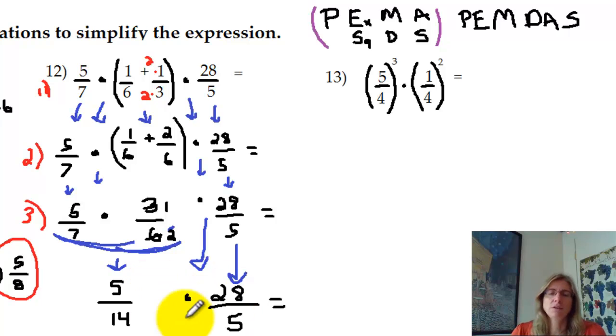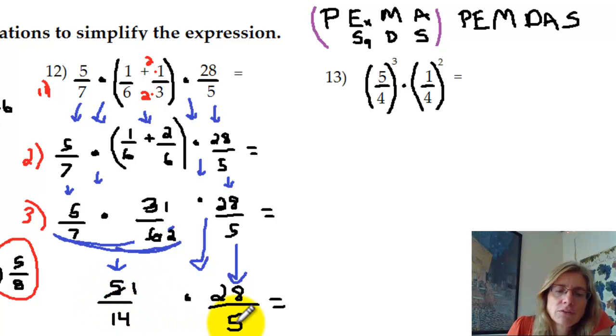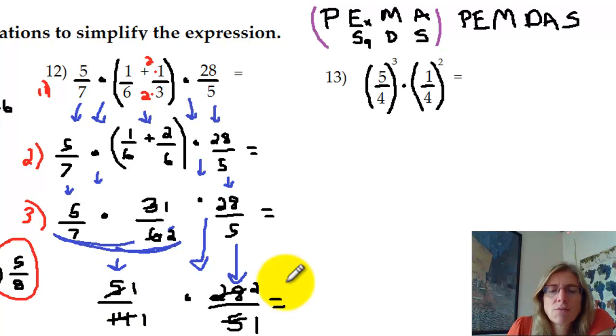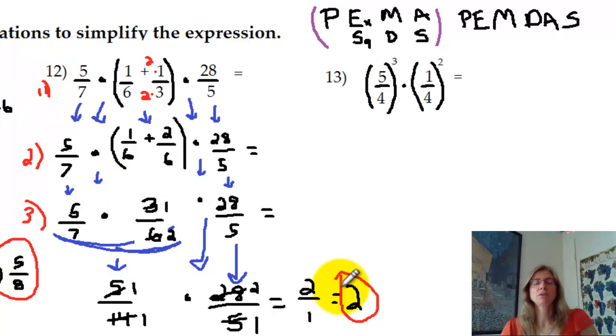What's nice here is you can cross-cancel on both places. 5 goes into 5 once, 5 goes into 5 once. 14 goes into 28 twice, 14 goes into 14 once. So you have an answer. 1 times 2 is 2. 1 times 1 is 1, which actually is the whole number of 2. So our answer to number 12 is the whole number 2.